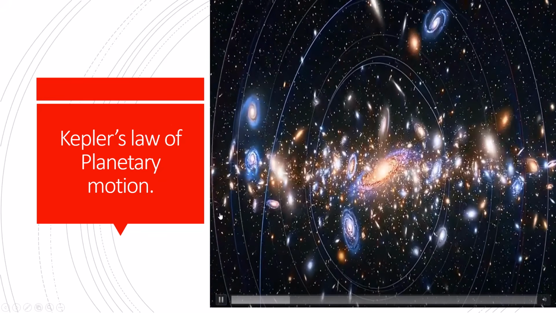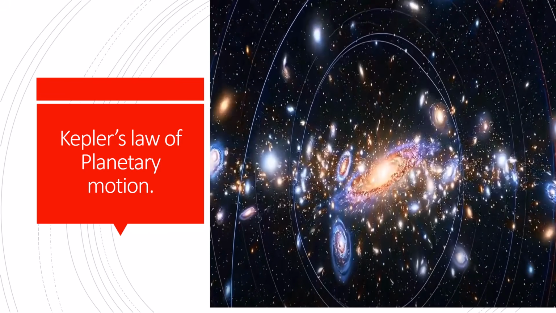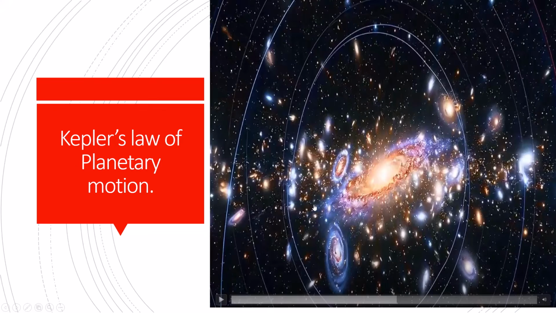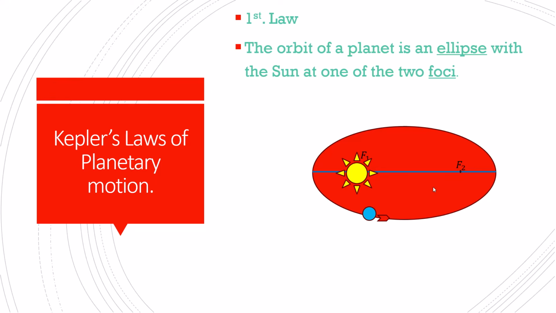Now we study Kepler's laws of planetary motion. First law: the orbit of a planet is an ellipse with the sun at one of the two foci. Here this ellipse has two foci, f1 and f2, and the sun is placed at one of the foci, and the planet is revolving around the sun in an elliptical orbit.